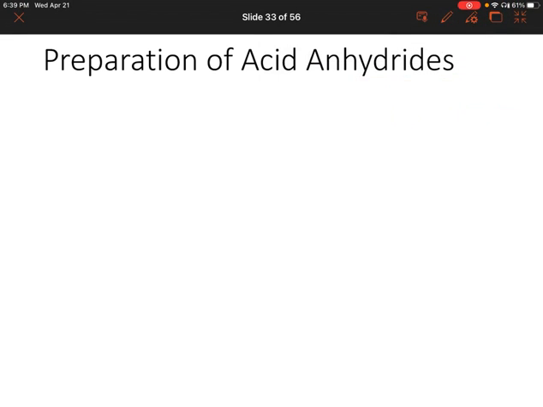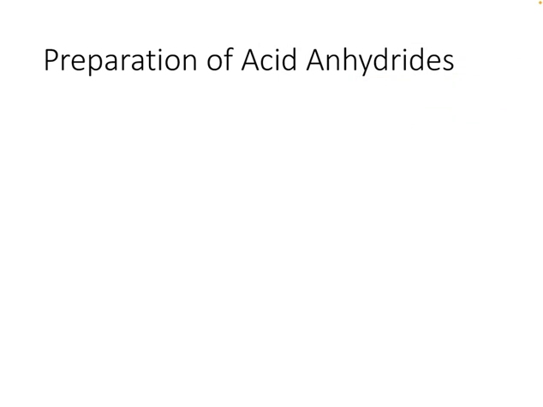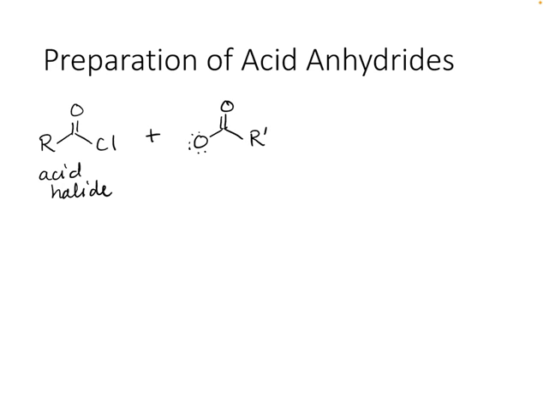So there are a couple of different ways we can do this. The most commonly used method is to start with an acid halide. And again, that R group could be really anything. And then we're going to react that with something called a carboxylate salt. So notice that the oxygen on the left is negatively charged.